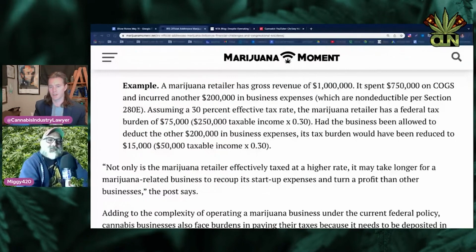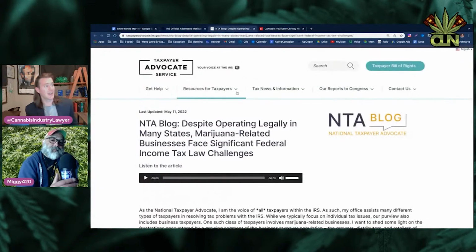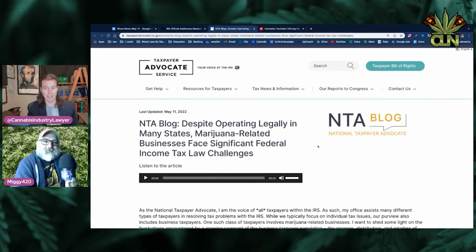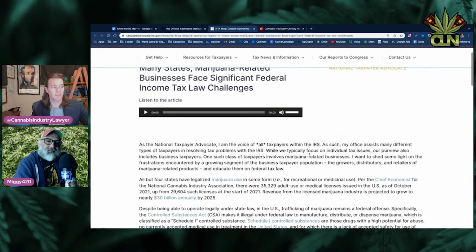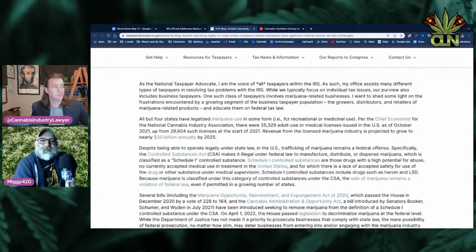So your taxes aren't twice as high. Well, I'm just saying they aren't even 4 times as high. They're 5 times higher under this hypothetical. The Taxpayer Advocate, irs.gov, just did a blog post on May 11th regarding this: despite operating legally in many states, marijuana-related businesses face significant federal income tax law challenges. And it's just how it is. And there they are. As the National Taxpayer Advocate, I am the voice of all taxpayers within the IRS. As such, my office assists many different types of taxpayers resolving problems with the IRS.